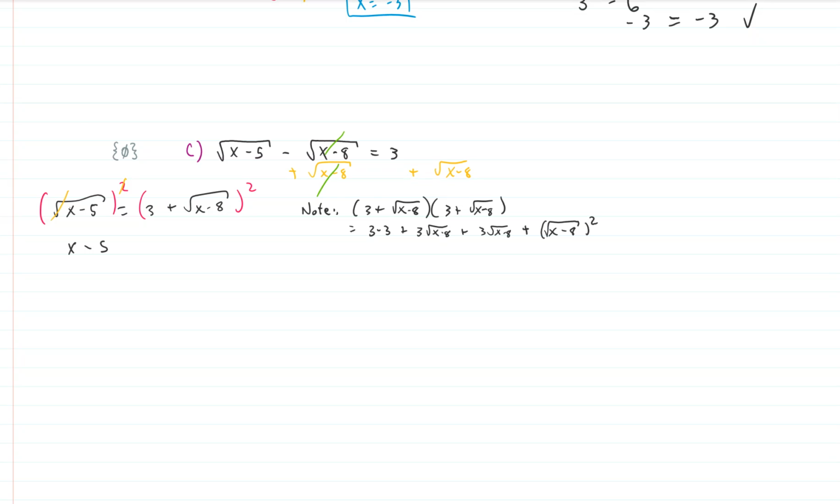So it's just a foiling problem, right? And we have first, outer, inner, last. 3 times 3 gives us 9. And we have 3 root x minus 8, and another one, so that gives us 6 total. 6 times root x minus 8. And then we have x minus 8 inside of the radical, and the radical cancels with the square, so we just have x minus 8.